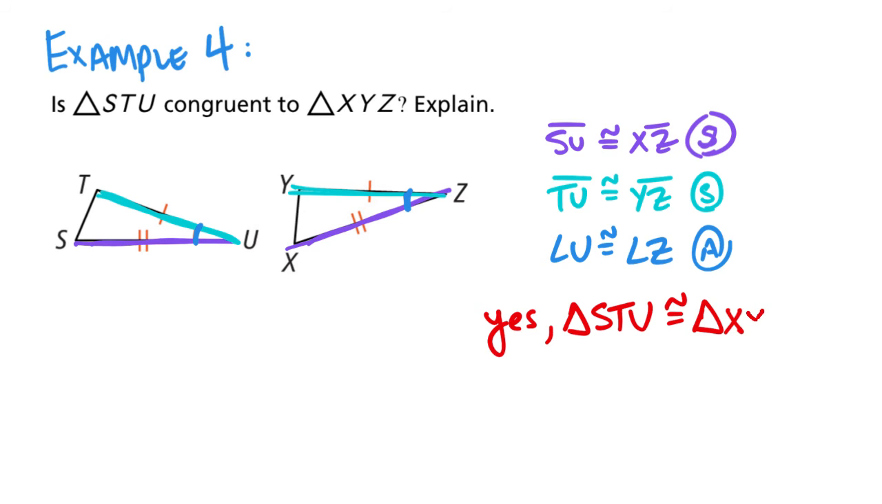So that's going to be my next letter in this triangle's name, and then that would leave Z to be the third letter. So yes, these two triangles are congruent by SAS.